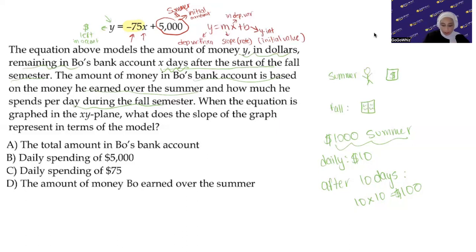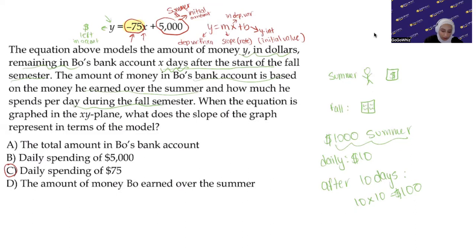Over here, I'll be losing $75 every single day. So I'm spending $75 every single day. Do you see that? Okay, so that's our rate over here. Our rate is the $75 daily spending. So there you go. Our daily spending would be $75, right?